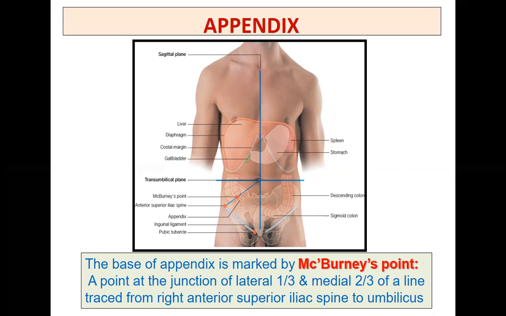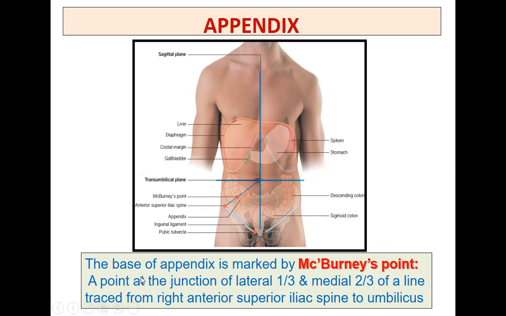This is marked by something called McBurney's point. The base of the appendix is marked by McBurney's point. Here is the McBurney's point. So how do you locate this on the surface of the abdomen? If the surgeon wants to operate on the appendix, he will locate McBurney's point and then take the incision.